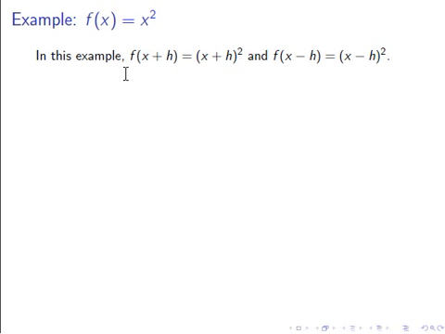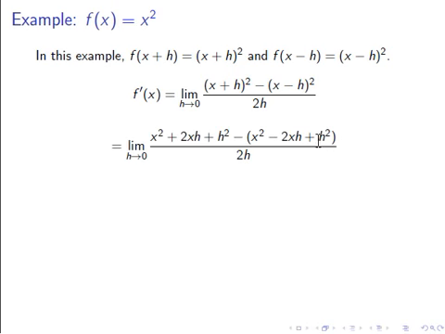Let's do an example. In this example, f of x plus h equals x plus h squared, and f of x minus h equals x minus h squared. We plug these values into our definition of the derivative. f prime of x equals the limit as h approaches 0 of x plus h squared minus x minus h squared over 2h. We expand the x plus h squared into x squared plus 2xh plus h squared, and we expand the x minus h squared into x squared minus 2xh plus h squared.